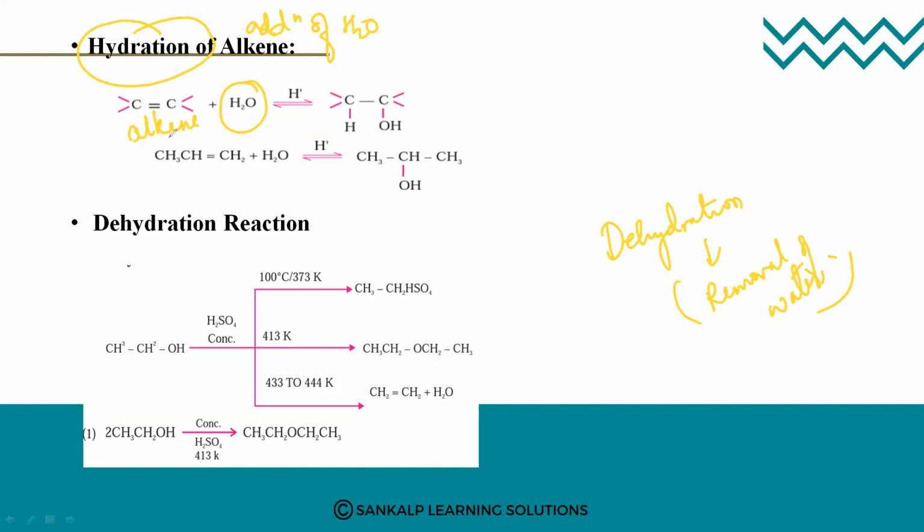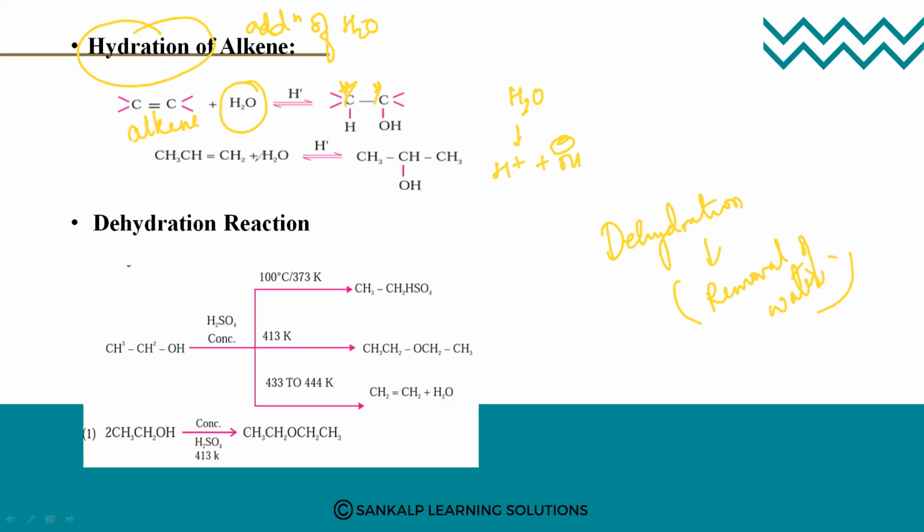When you add water to the alkene in the presence of H plus, what happens? It is a symmetrical alkene, so on either side of the double bond, a carbon gets hydrogen, because water splits into H plus and OH minus. The H plus ion gets attached to one of the carbons and OH attaches to the other carbon. Like this the reaction takes place.